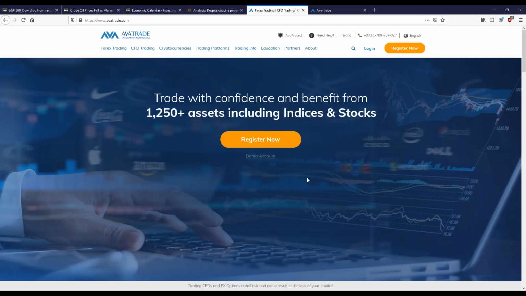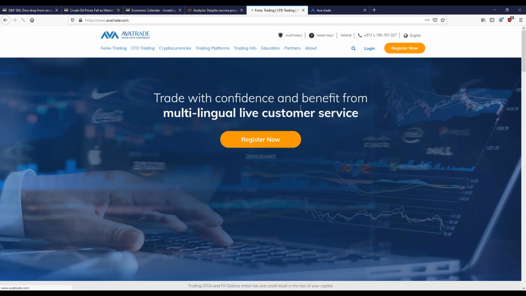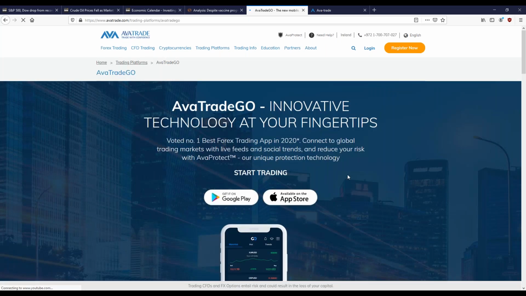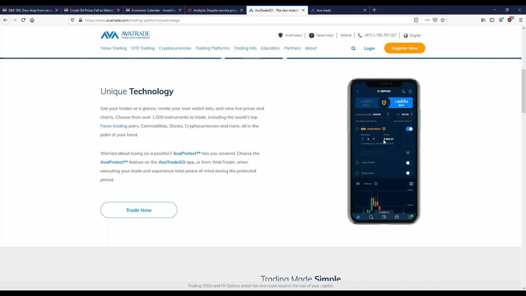So in terms of our platforms, we can look at AvaTrade Go, which is under the Platforms tab. AvaTrade Go is our custom-made mobile app. Lots of nice features that you don't find anyplace else, like AvaProtect. You can, for defined time periods, protect against all losses for a small premium cost.